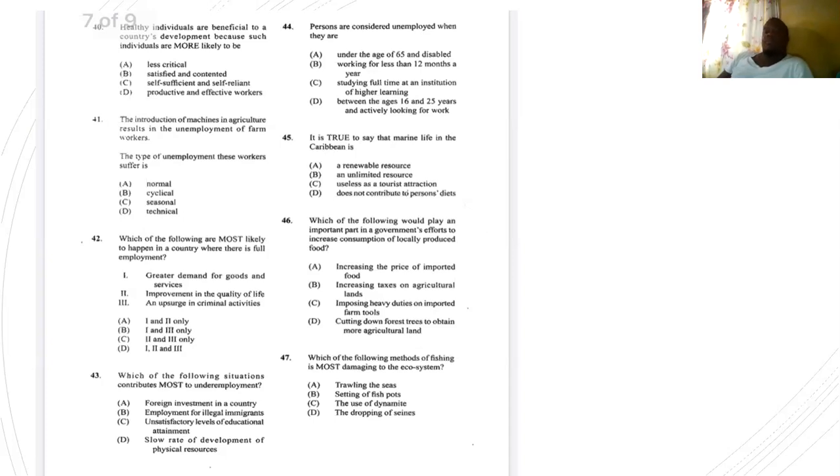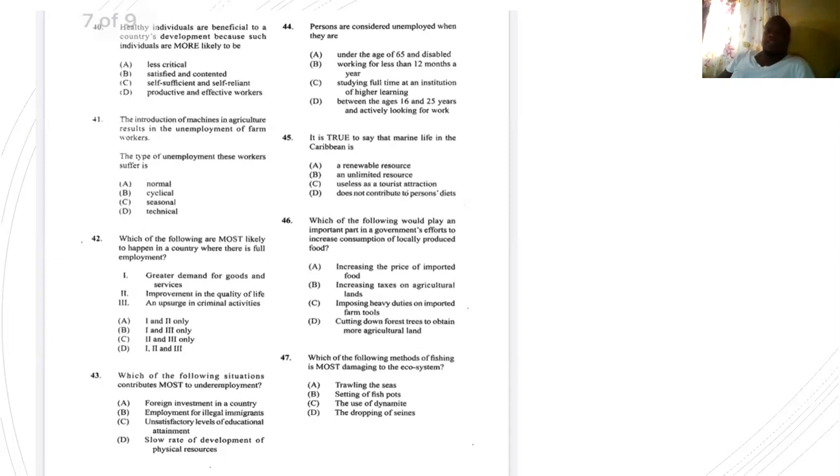Under the age of 65 and disabled didn't say that they were unemployed, so that is out. Working for less than 12 months a year, no, they would only be considered unemployed whenever they are out of work. Studying full-time at an institution, no, they wouldn't be considered unemployed because they are full-time students. D, between the ages of 16 and 25 years and actively looking for work.